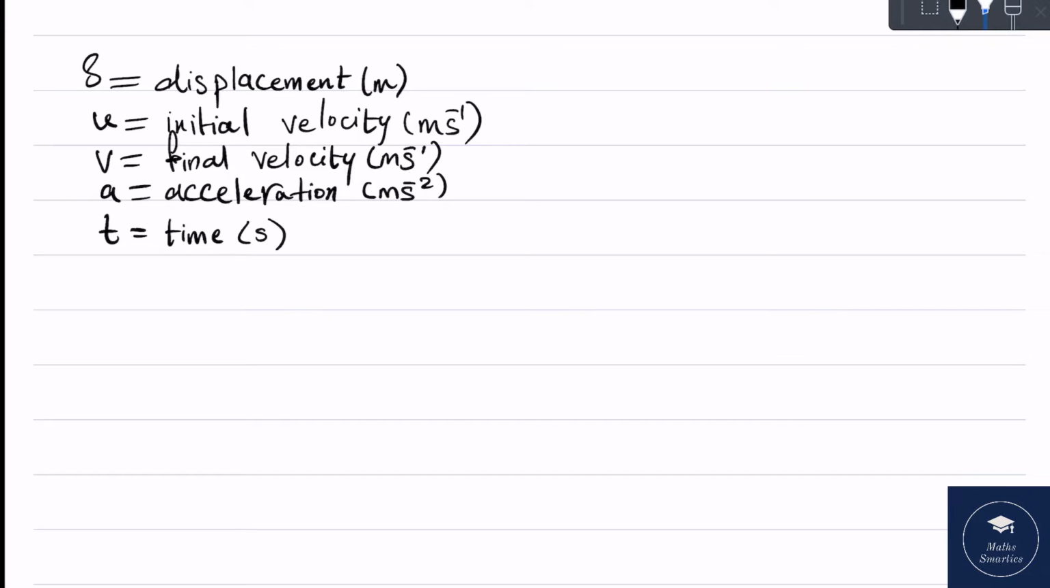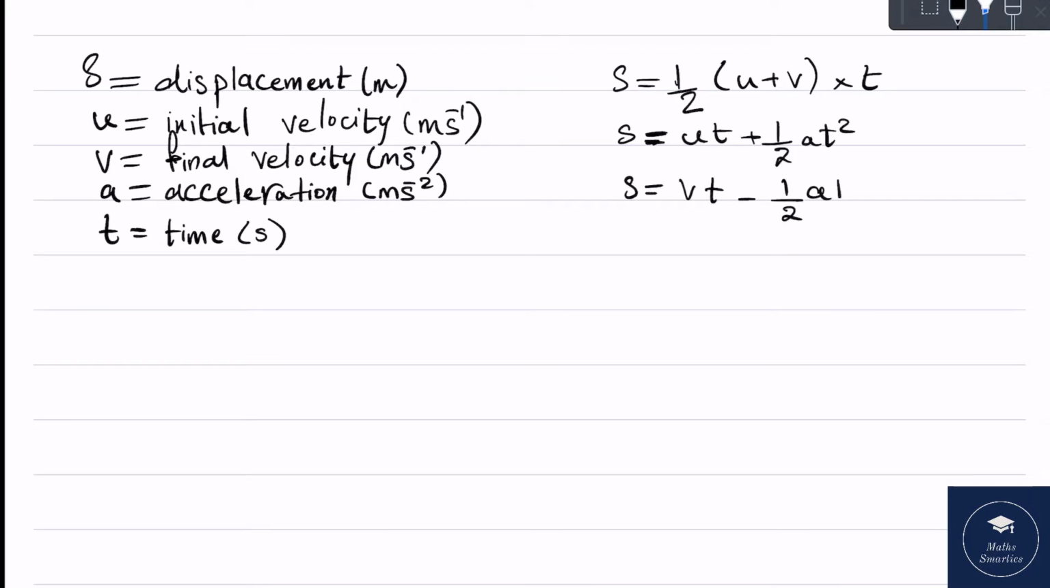How do we put all of this into equations? We have the basic equation: s equals half times (u plus v) times t. Displacement equals half, between brackets initial velocity plus final velocity, times time. The second equation is s equals ut plus half at squared. The third is s equals vt minus half at squared. The fourth one is v squared equals u squared plus 2as, and the last one is v equals u plus at. Final velocity is the initial velocity plus the acceleration times time.